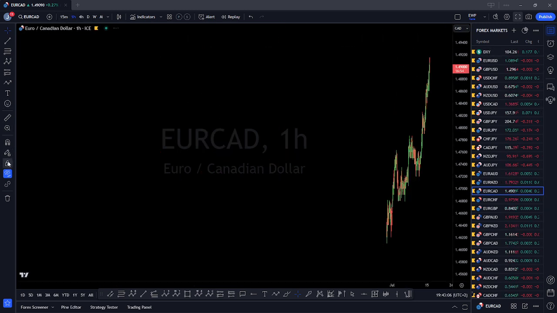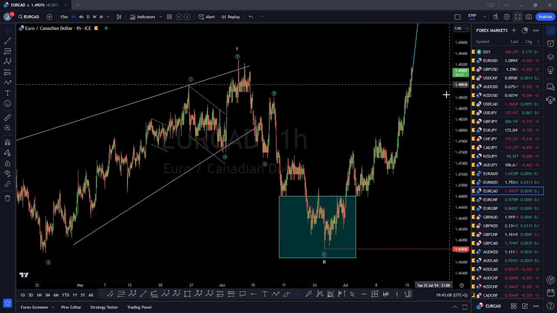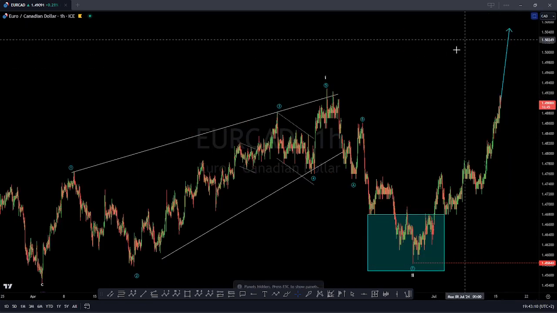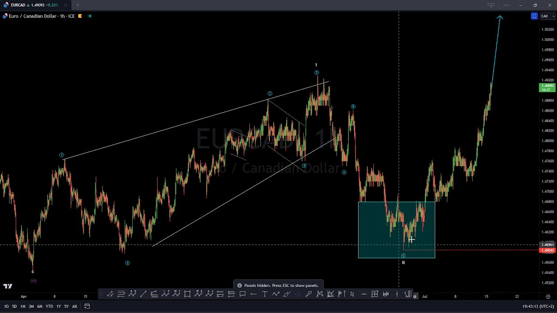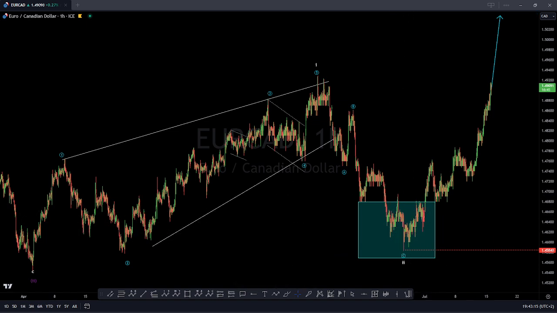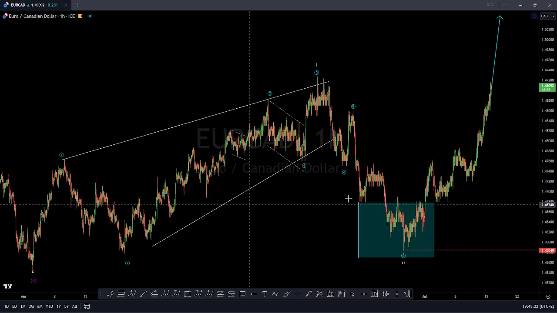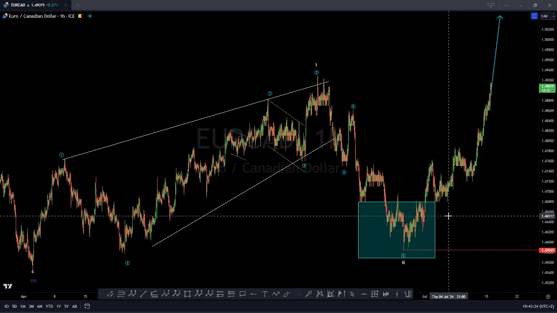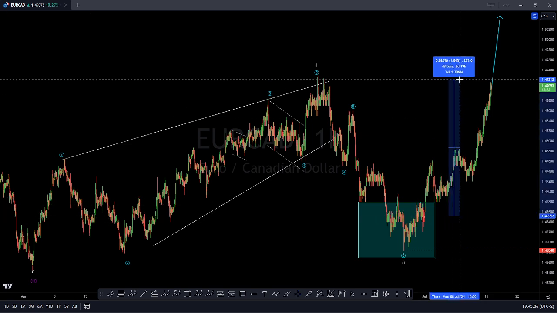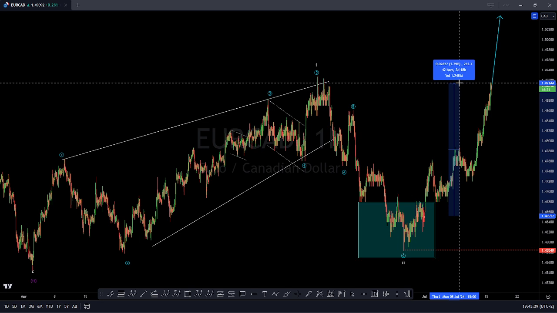So you can see what this has made. This is where I shared the chart, when we were exactly at this blue box area. Let me go back again. The chart was shared on the 30th of June, so we were inside this blue box, and we were saying that the price is ready for a move to the upper side. Now let's go back and see this chart. EuroCAD has already made, it's even over 200 pips now. This has made about 263 pips.